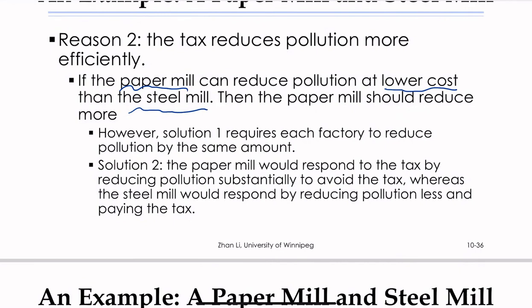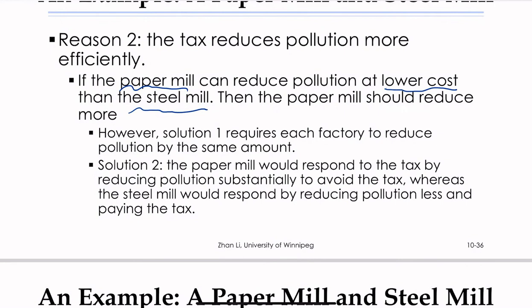However, you can see that in the command and control approach, the government regulates the paper mill and the steel mill. The government tells these two firms, hey, you have to reduce your pollution by the same amount. Now you can instantly see that this does not make sense, right? And then you can see what is the effect of imposing a tax. If you're imposing a tax, then the paper mill and the steel mill can optimally choose the best level of pollution they want according to their different technologies.